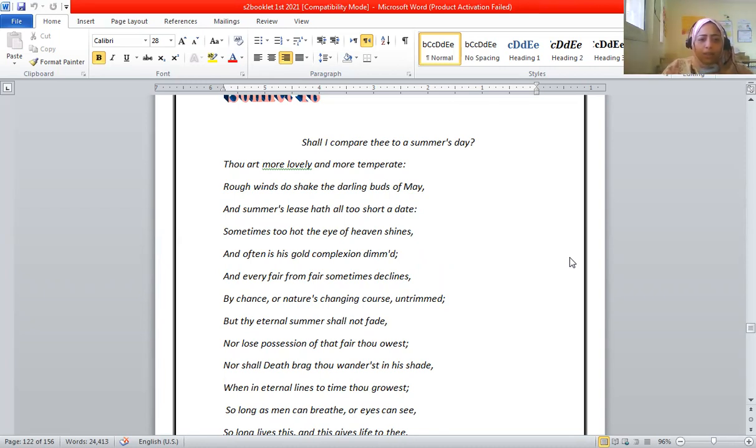And often is his gold complexion dimmed. Here it's talking about complexion, which means like skin. So he talks about skin like a person, like a human being. Complexion is not so bright. So usually it's good, but sometimes it's bad. Sometimes it's not so bright. So even if I compare the lover to a summer day, that means you are still much, much better than it.